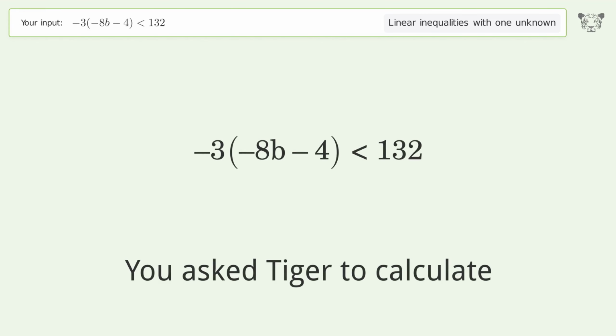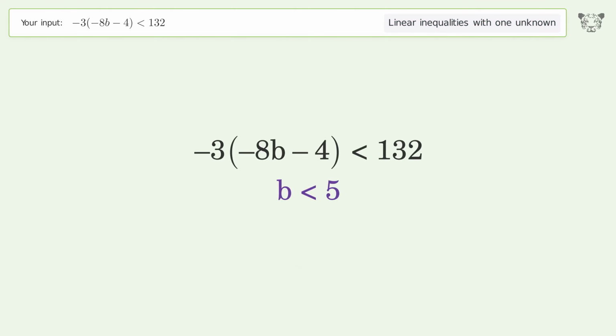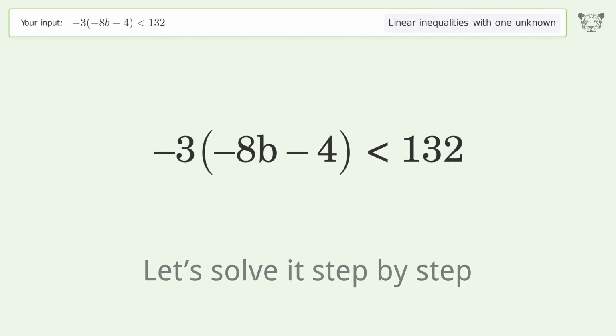You ask Tiger to calculate. This deals with linear inequalities with one unknown. The final result is b smaller than 5. Let's solve it step by step.